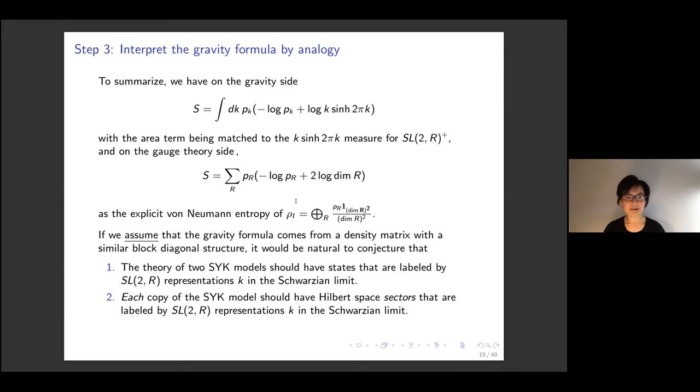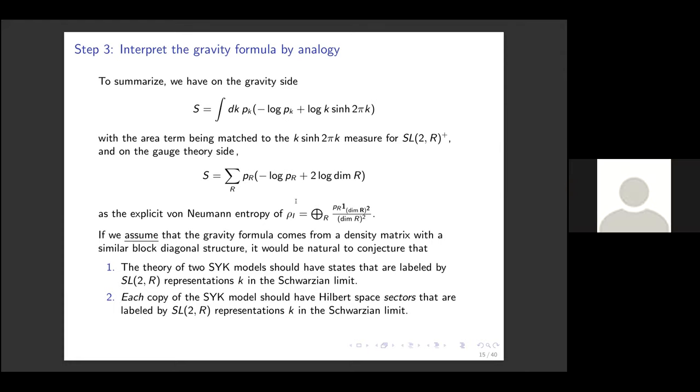So if we now make the assumption that the gravity formula comes from a density matrix with a similar block diagonal structure, like the von Neumann entropy of a density matrix with blocks labeled by SO2R representations K, it would be natural to conjecture that, one, this theory of two SYK models should have states that are labeled by SO2R representations K in the Schwarzschild limit, i.e. JT gravity should have such states. And two, each copy of the SYK model should have Hilbert space sectors that get labeled by SO2R representations K in the Schwarzschild limit, where some entangled combination of the states in these sectors between these two copies of the SYK model would get mapped to the states in the first bullet point.